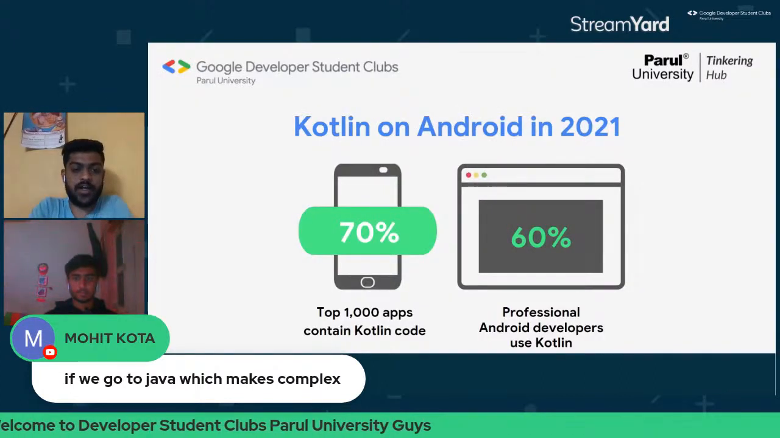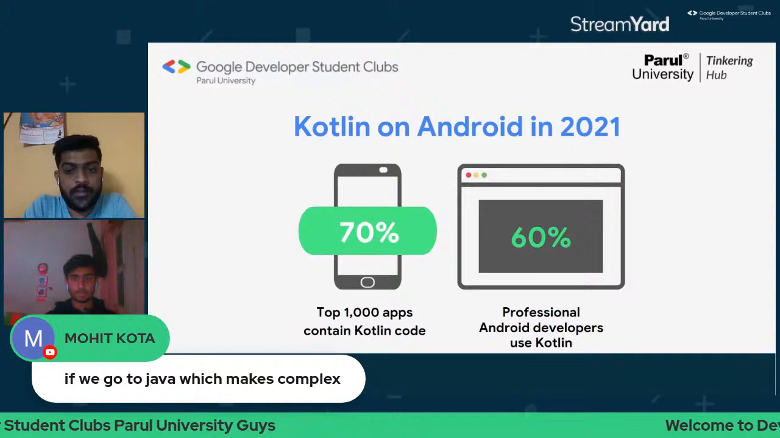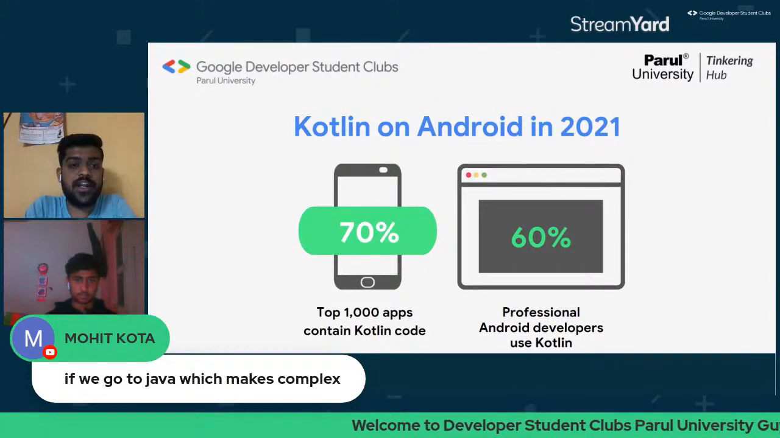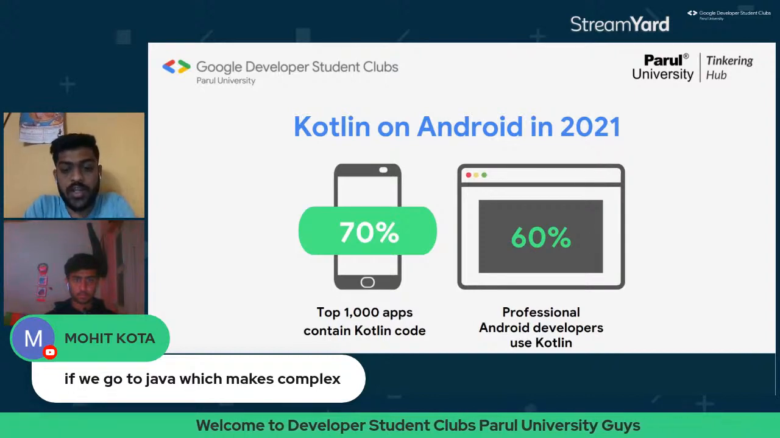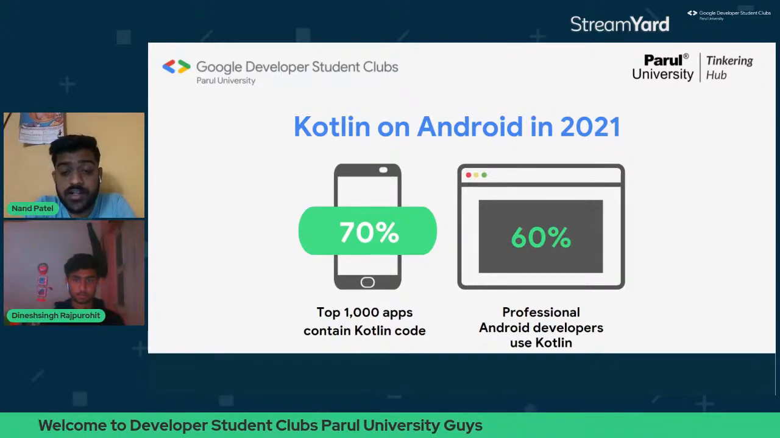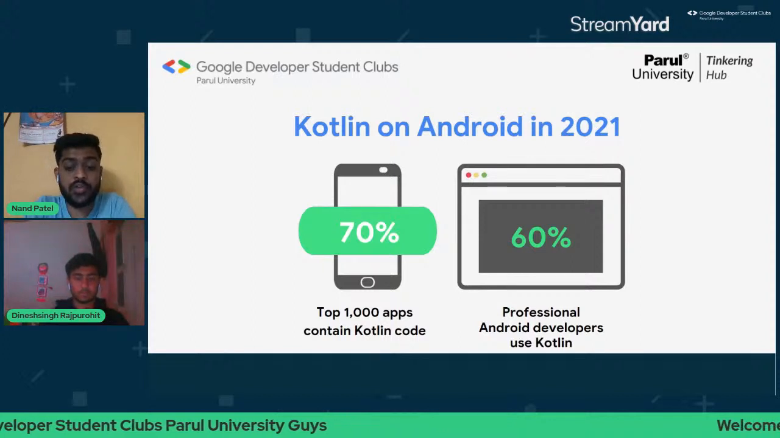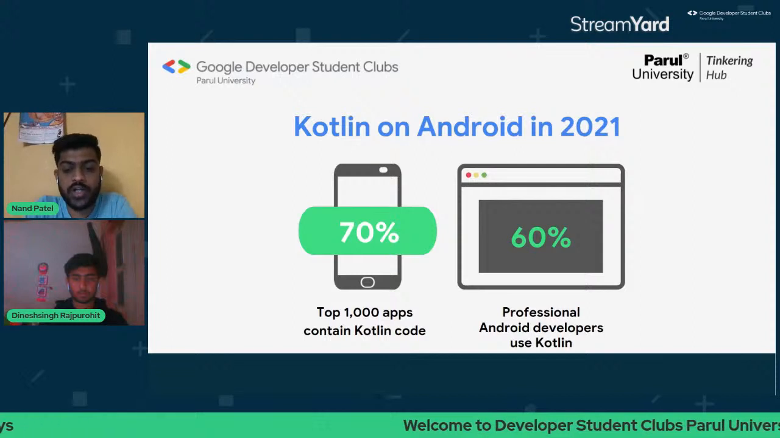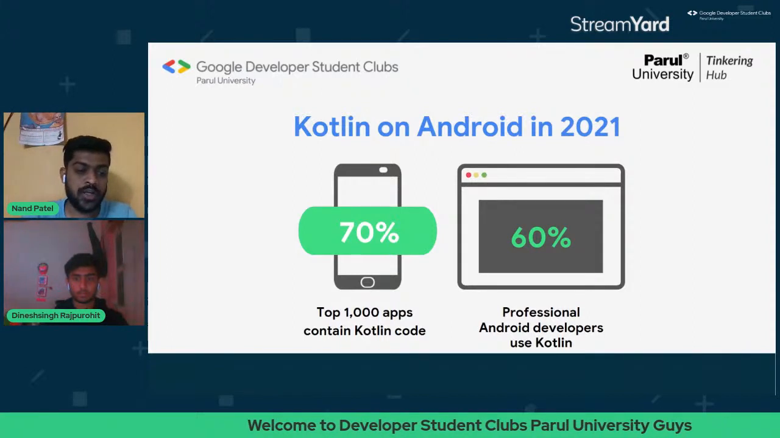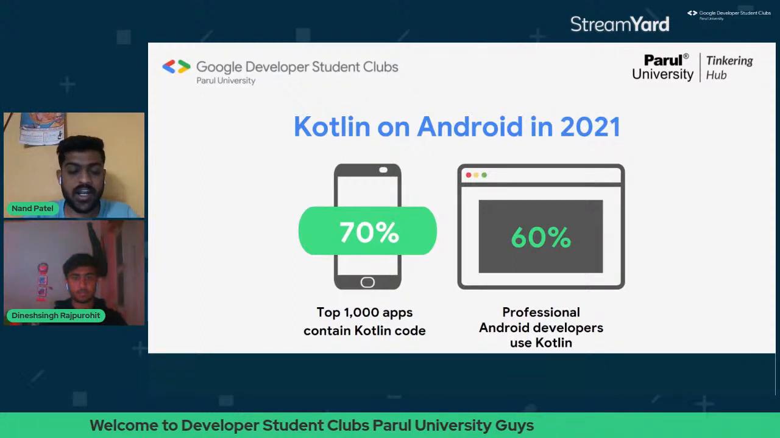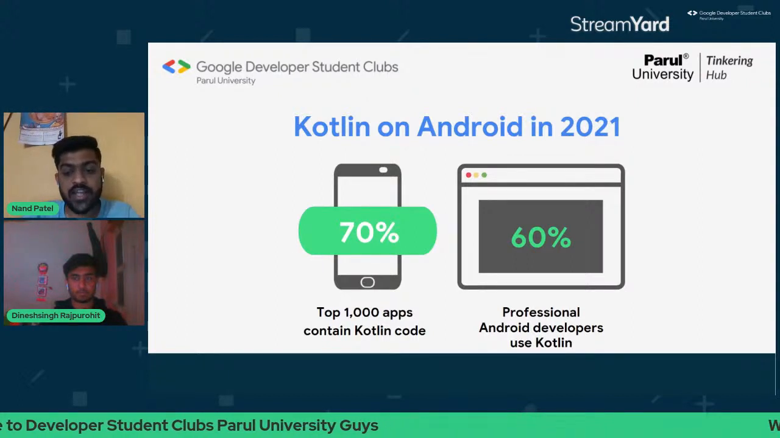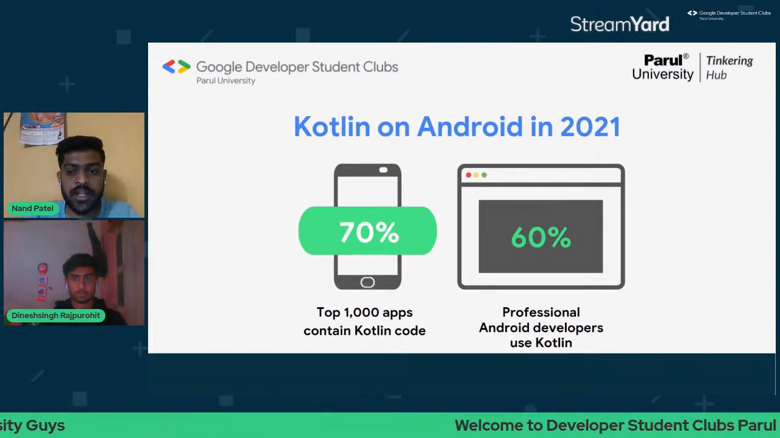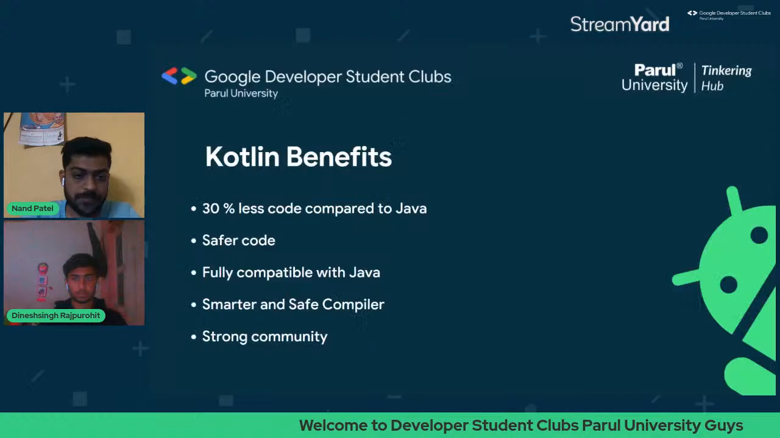As we say, Kotlin on Android in 2021: 70% of the top 100 apps on the Play Store contain Kotlin code. About 60% of professional, certified Android developers use the Kotlin language, per a ratio conducted by Slack in their own community. So Kotlin on Android is very well known, apart from Google.